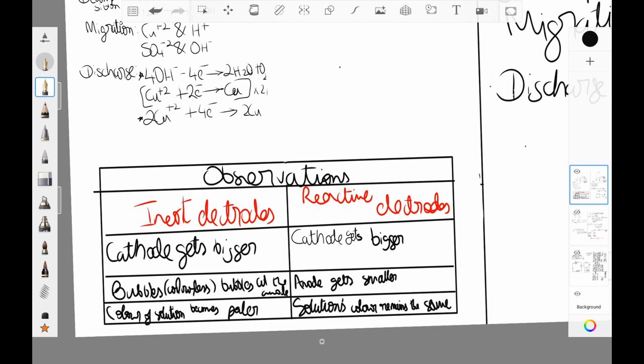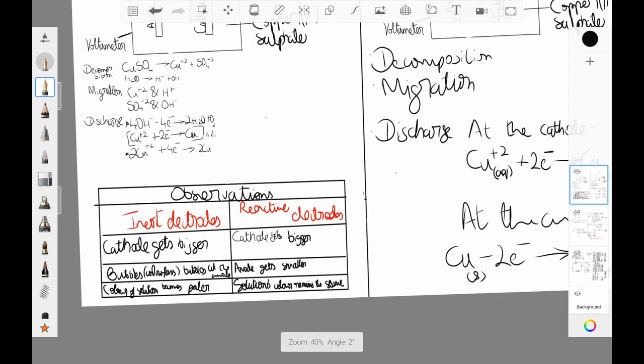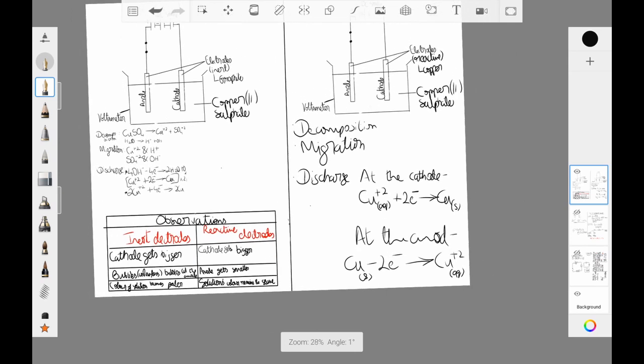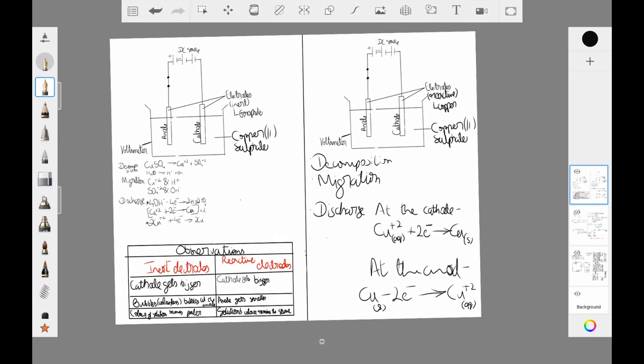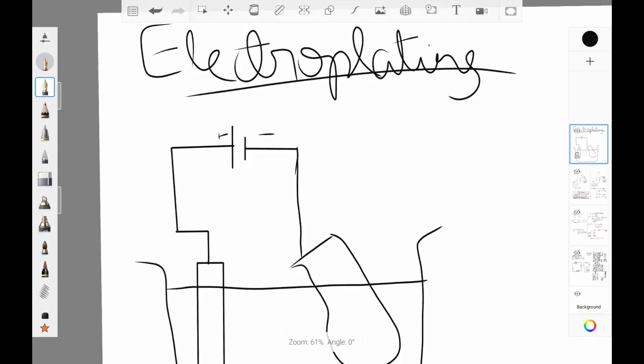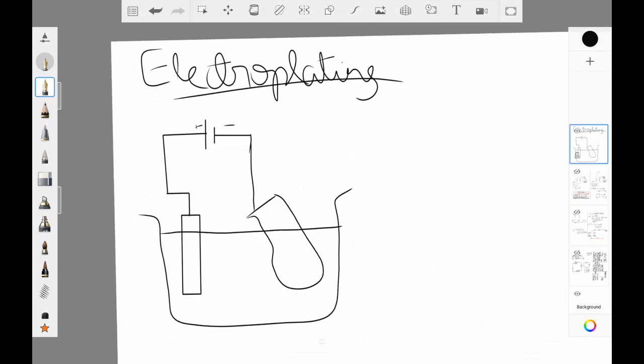When you use reactive electrodes, again the cathode gets bigger, as I explained before, and also the anode diminishes or dissolves, which I also explained. But the color of the solution remains the same because of the anode dissolving. Yeah, so those are the observations, and that's how electrolysis with reactive electrodes differs from that of inert electrodes. Right, so here we have electroplating.